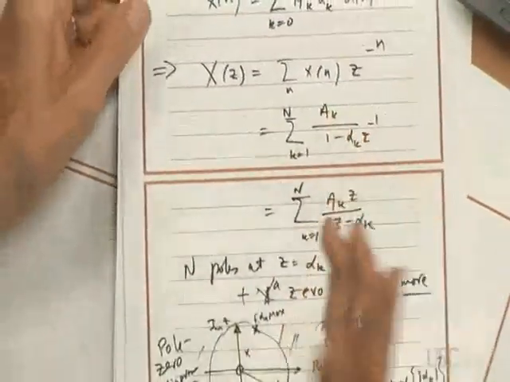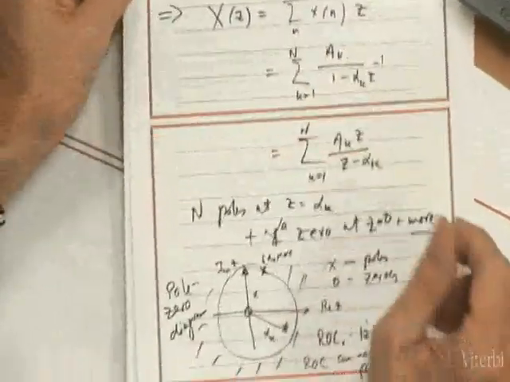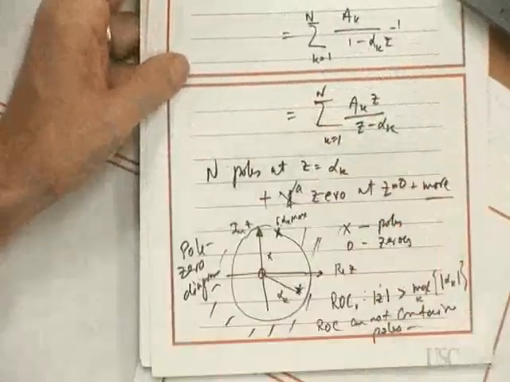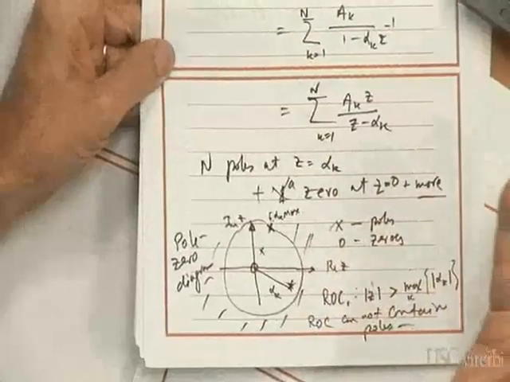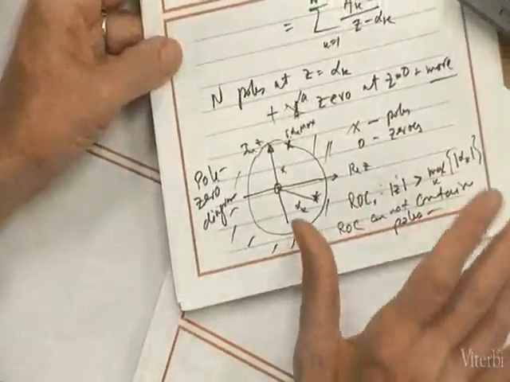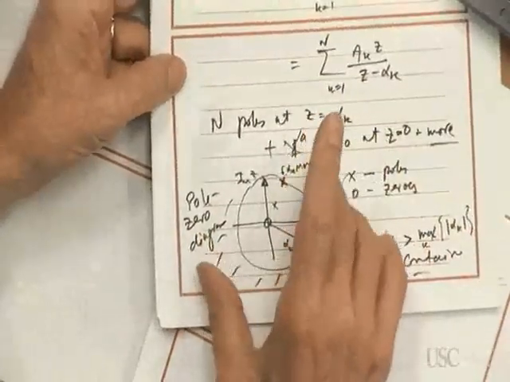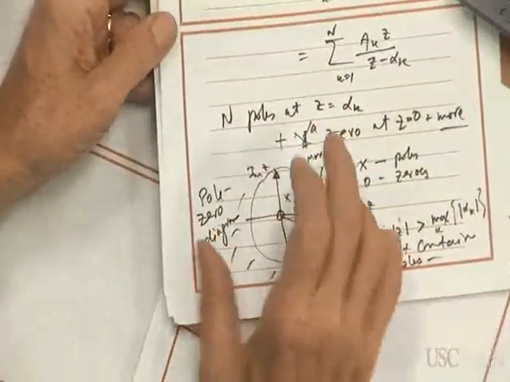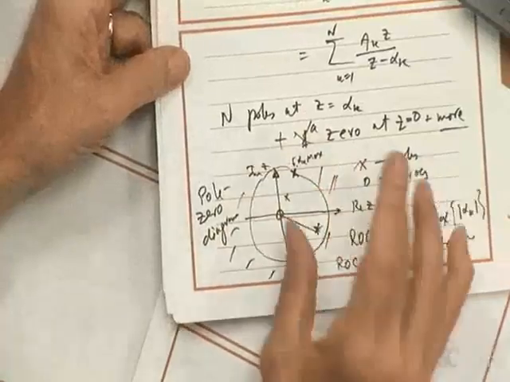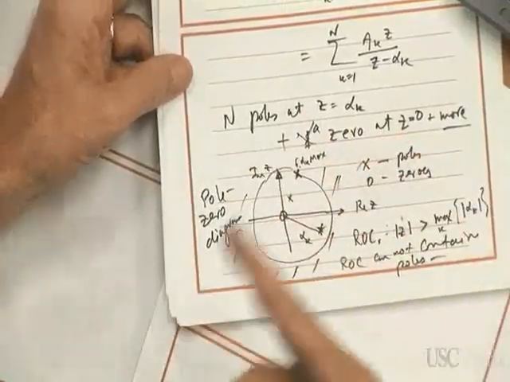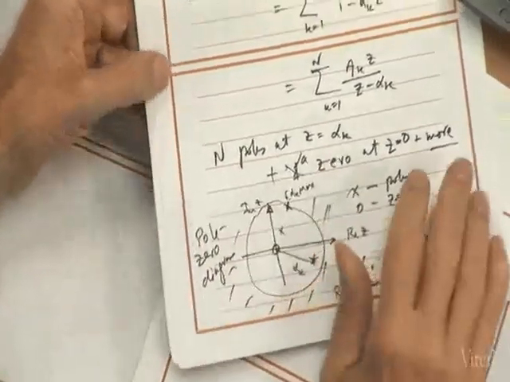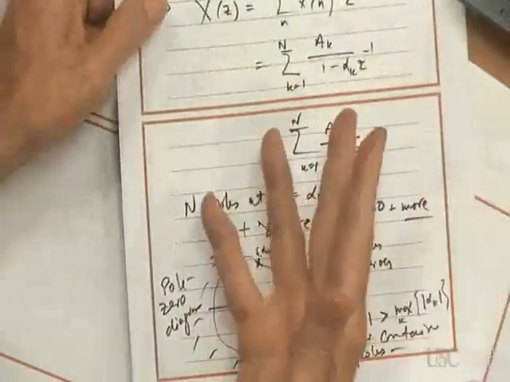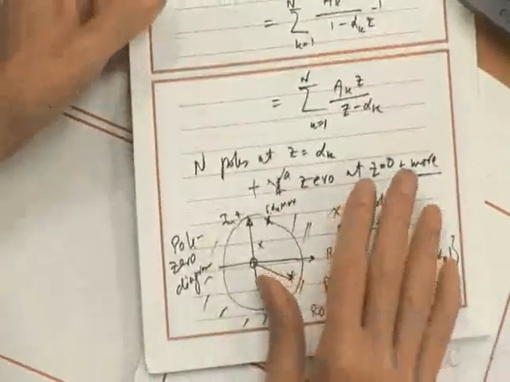So we talked about, for example, right-sided sequences. Sometimes I call those causal sequences, but I'll keep to right-sided sequences. The region of convergence is always exterior to a circle, and the radius of the circle is equal to the magnitude of the furthest pole from the origin. So we learned that last time. We're going to use that tonight in an important property.